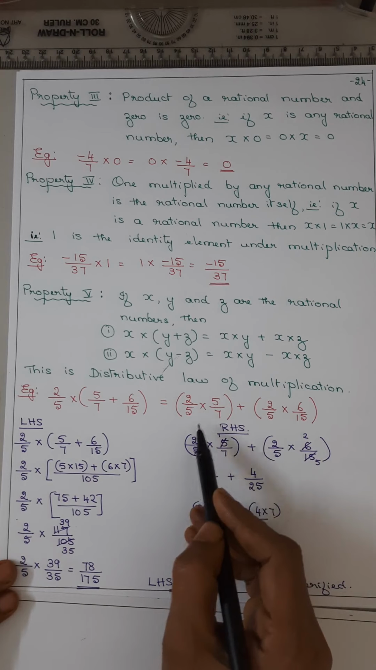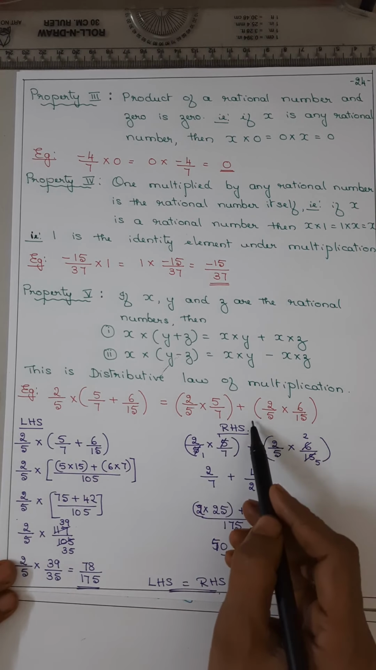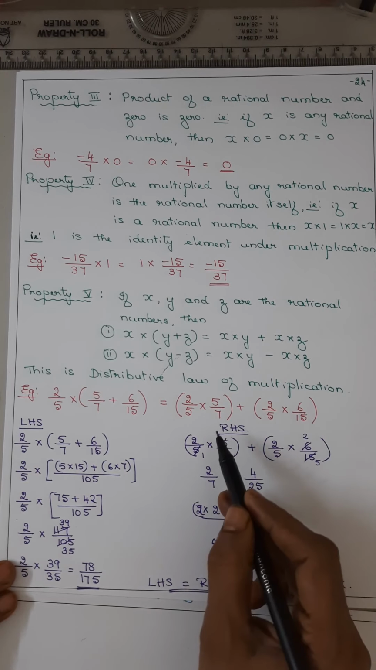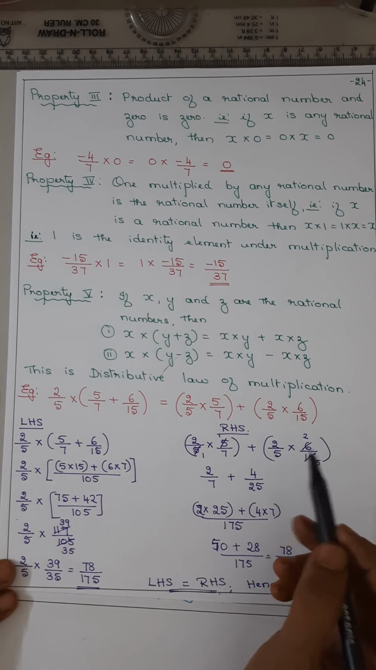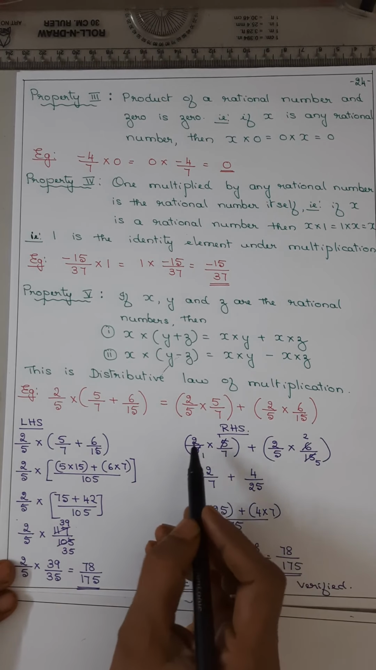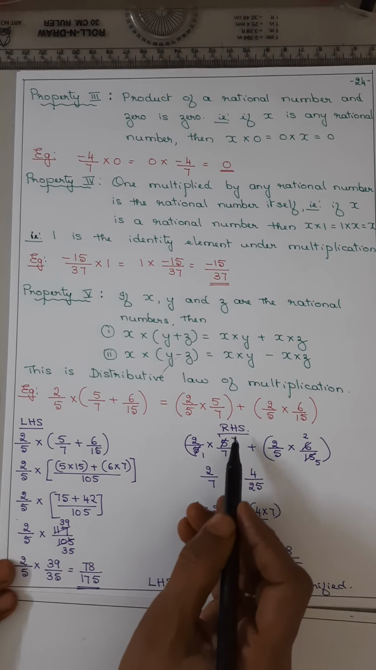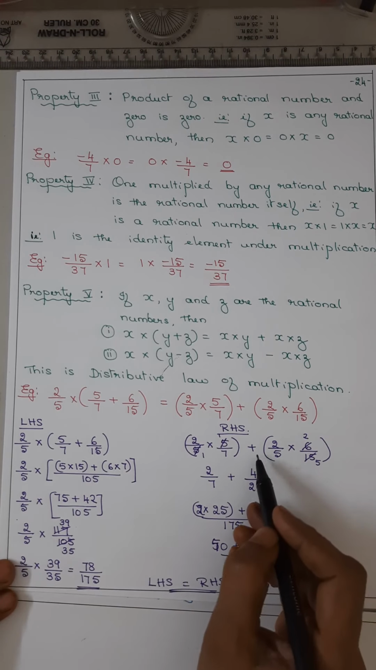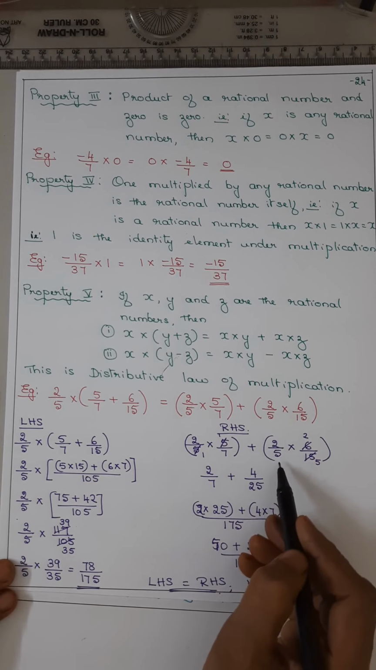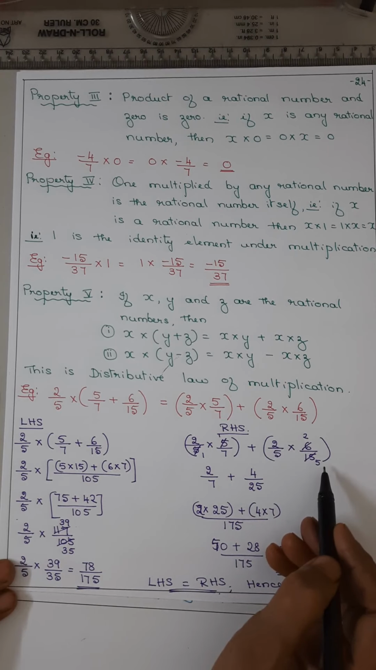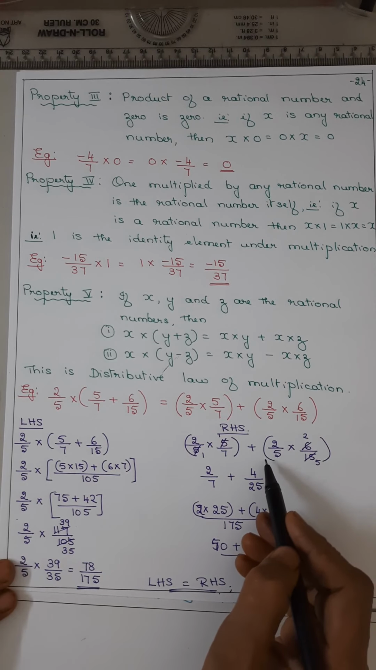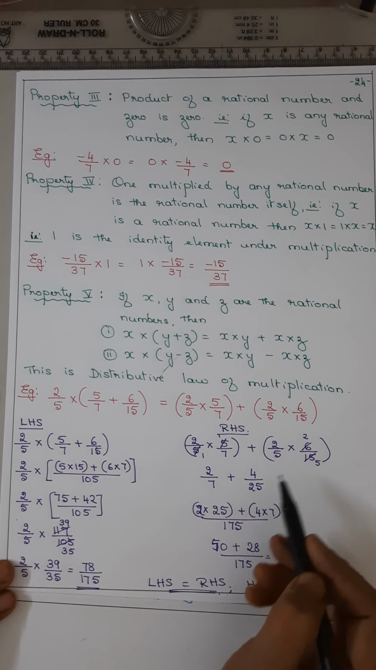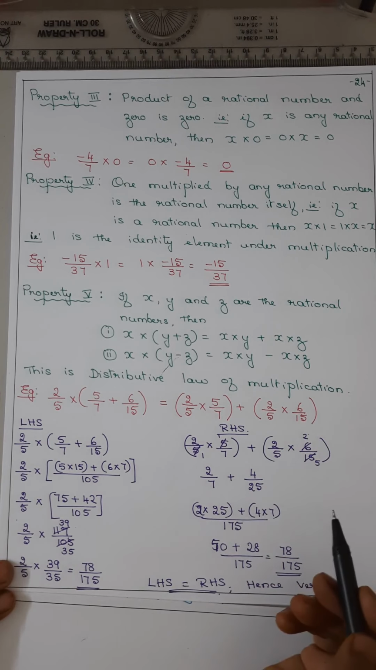It is 2 by 5 into 5 by 7 plus 2 by 5 into 6 by 15. So write this down. Now look at the cancellation. 2 and 5 not possible. 2 and 7 not possible. But 5 and 5, yes. So 5 ones are 5 ones. Plus. Now here 2 and 5 not possible. 2 and 15 not possible. 6 and 5 not possible. But 6 and 15 possible. 3 2s are 6, 3 5s are 15.